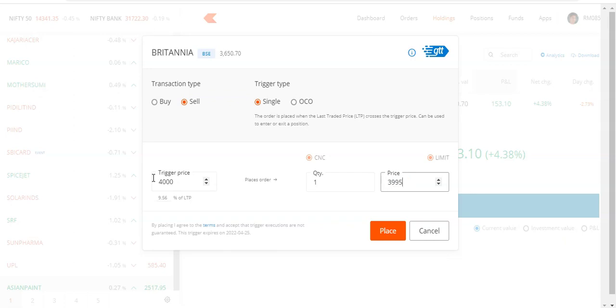Earlier in buy GTT, we entered a price higher than the trigger price, but in sell, it should be the other way around. You should always give a price lesser than the trigger price to increase the probability of your order getting executed. Okay, so single, this is a target because my trigger price is higher than my buying price. Say I wanted to place a stop loss. Okay, let us finish this order. Okay, so I'm going to place it.